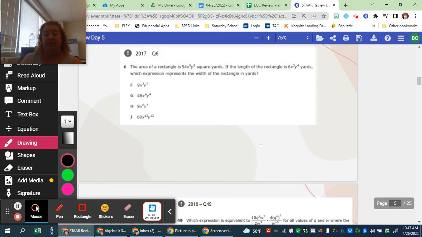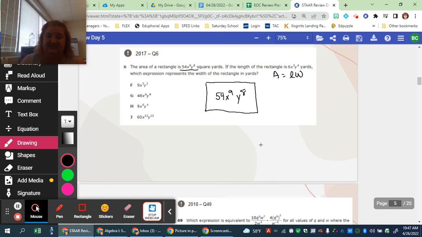The area. Okay, remember area. So if I want to find the area of a rectangle, I'm going to do length times width. Area equals length times width. So the area is 54x9y8. The length is 6x3y4. I don't know the width, but I know it's multiplying. So I'm going to have 54x9y8 equals 6x3 y4 to the w.